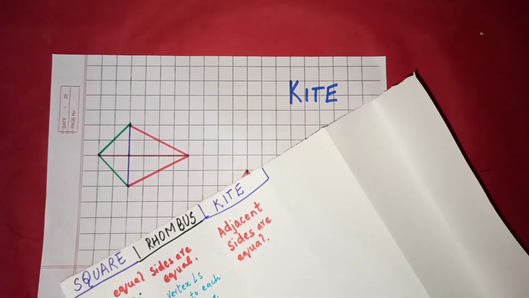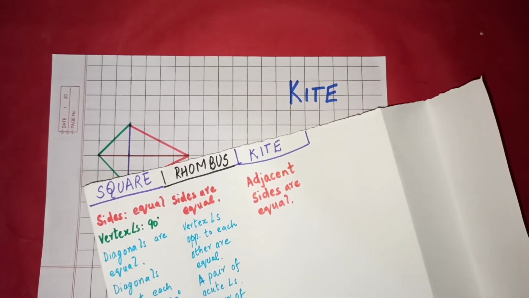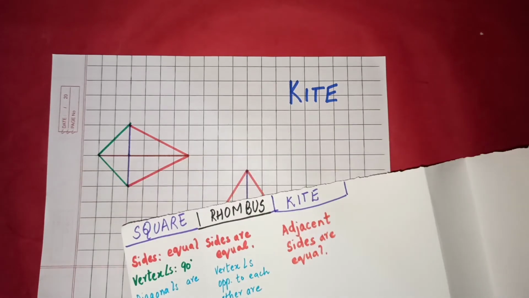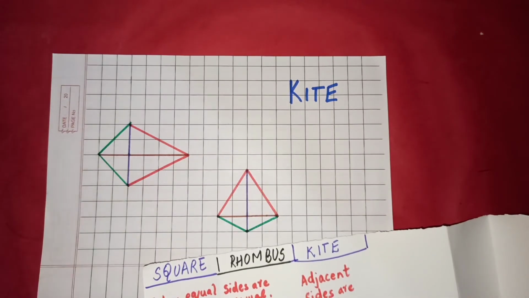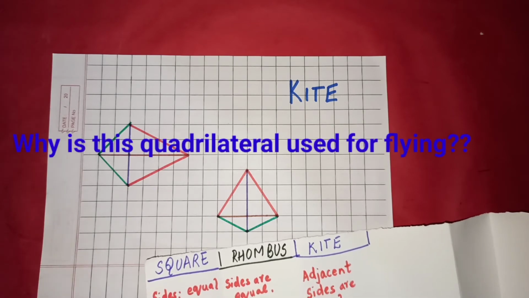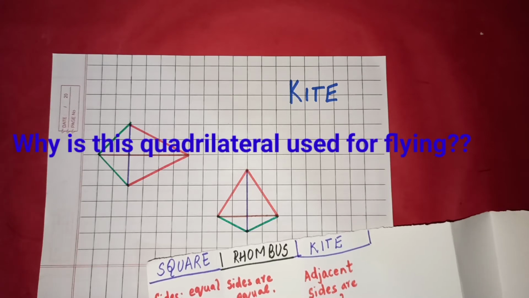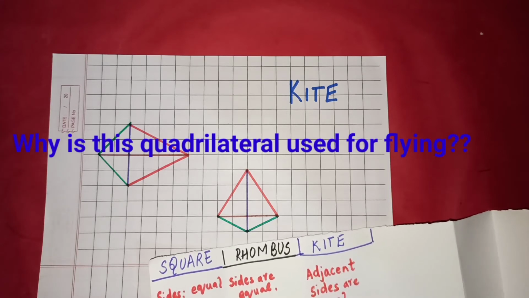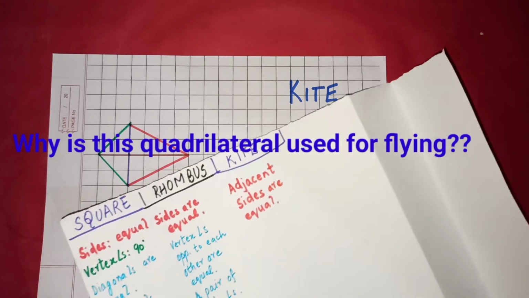Now, one question is coming in my mind. Why is this quadrilateral only used for flying in the sky? Why not any other quadrilateral? Just think about it and let me know in the comment section below. I would be waiting for your answers.